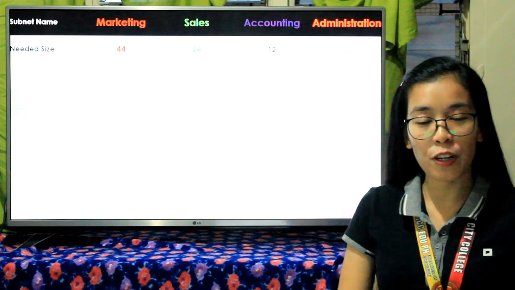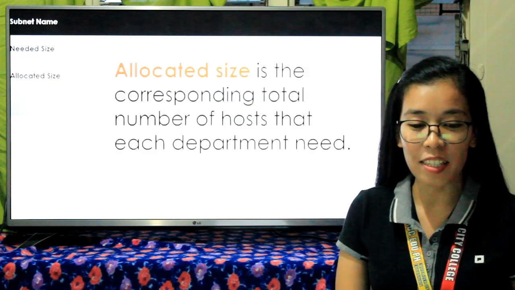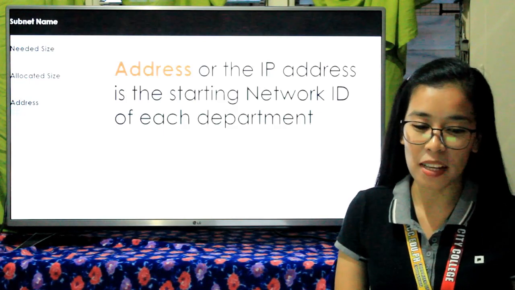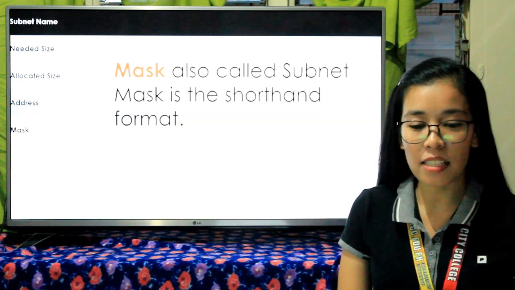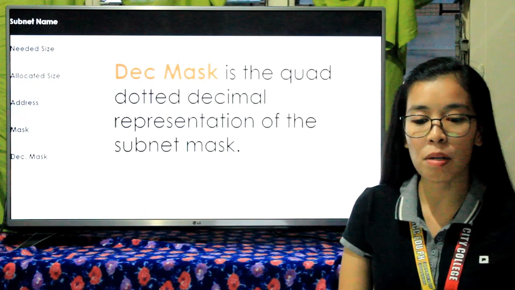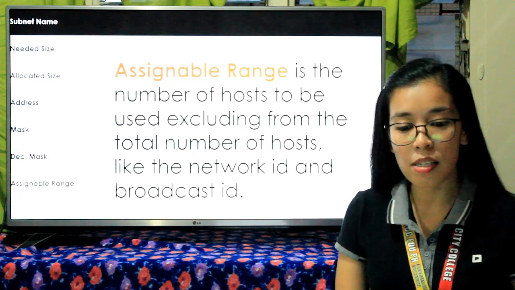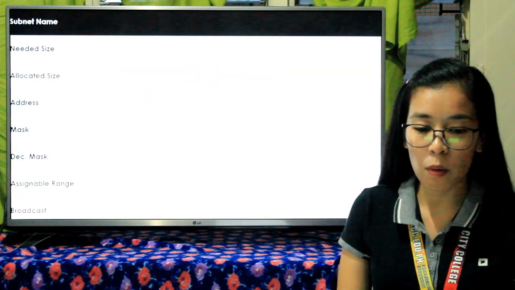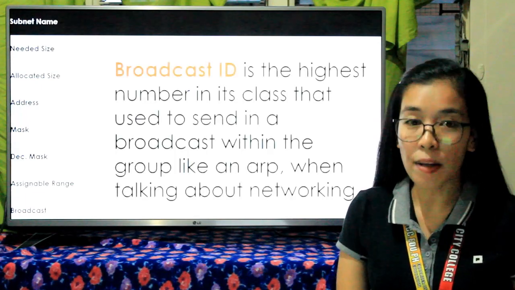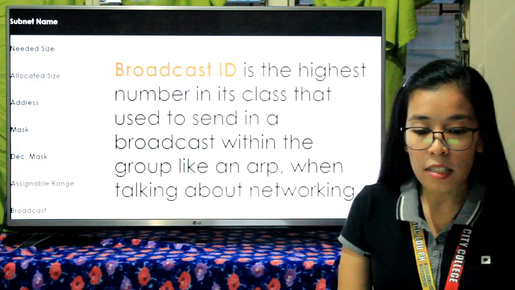And now we're going to look for the allocated size. Allocated size is the corresponding total number of hosts that each department needs. Address, or the IP address, is the starting network ID of each department. Mask, also called the subnet mask, is the shorthand format. Decimal mask is the quad-dotted decimal representation of the subnet mask, while assignable range is the number of hosts to be used, excluding the network ID and the broadcast ID from the total number of hosts. Broadcast ID is the highest number in each group, used to send a broadcast within the group, like an ARP, when talking about networking.